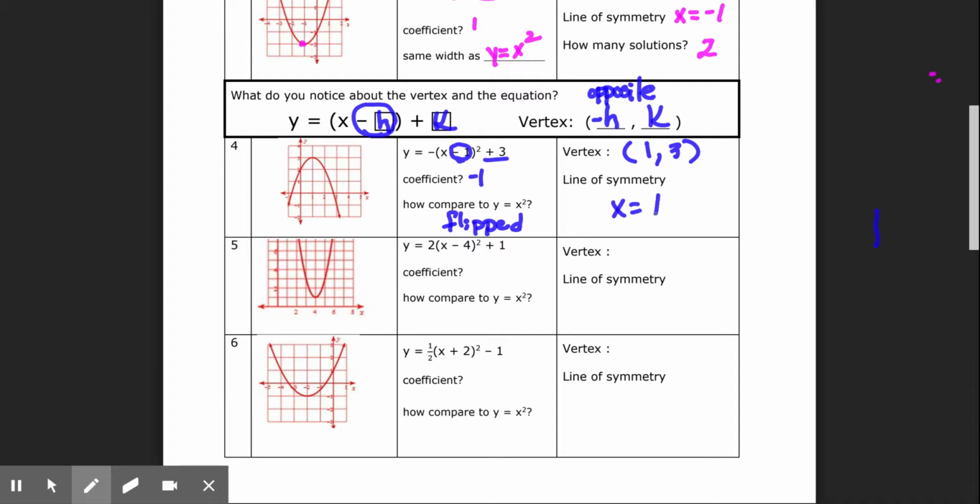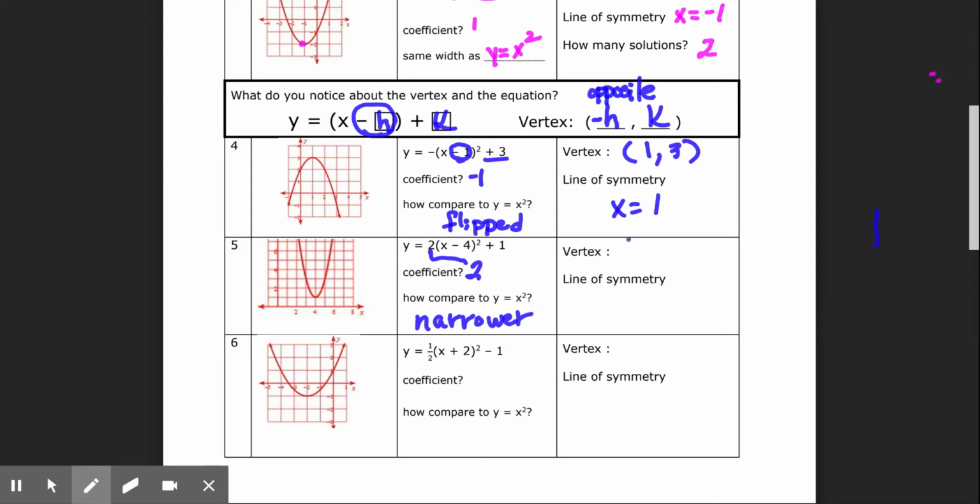All right, your coefficient is going to be this number right here. So that's going to be a 2. How does it compare to y is equal to x squared? Remember I said that if the number is greater than 1, it's going to be narrower. If it's less than 1, it's going to be wider. So this one's going to be narrower, or they also say vertically stretched. Those work hand in hand.